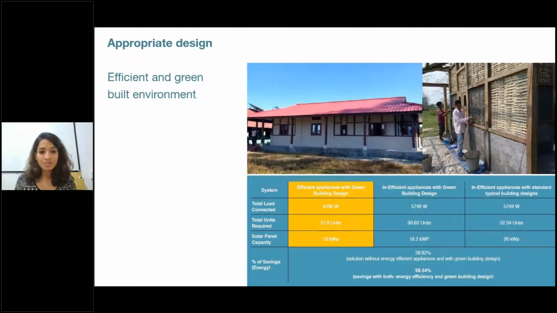The efficient built environment part of it, and I just put up this example because, at the right side, the rightmost column that you see is looking at inefficient appliances with standard building designs. The middle one is inefficient appliances with green building designs. And then when you combine the efficient appliances and the green building design is kind of when you get the most efficient and the most cost-effective solution for a particular facility. That particular one was for a larger hospital, but you see these kinds of efficiencies play out.